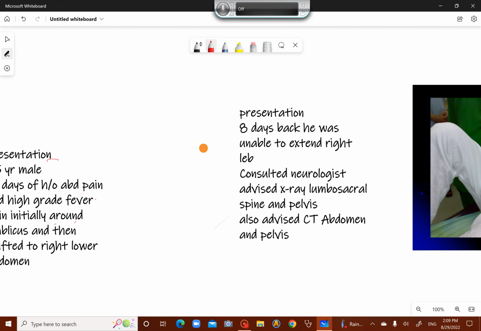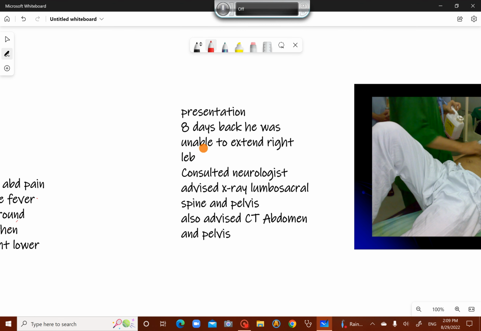Now this is very interesting. Eight days back he was unable to extend the right leg. This is the right leg. And he consulted a neurologist. The neurologist advised him to have an X-ray of the lumbosacral spine and pelvis, and was very wise enough to advise a CT abdomen and pelvis as well.